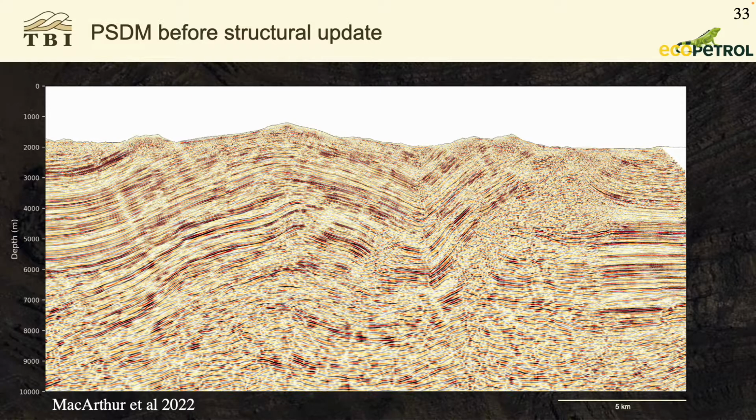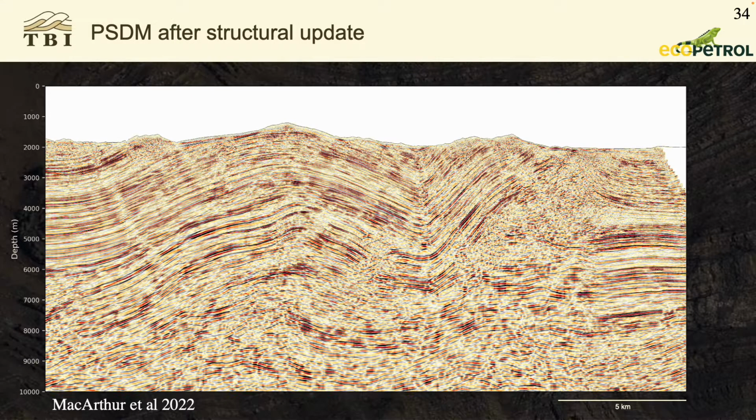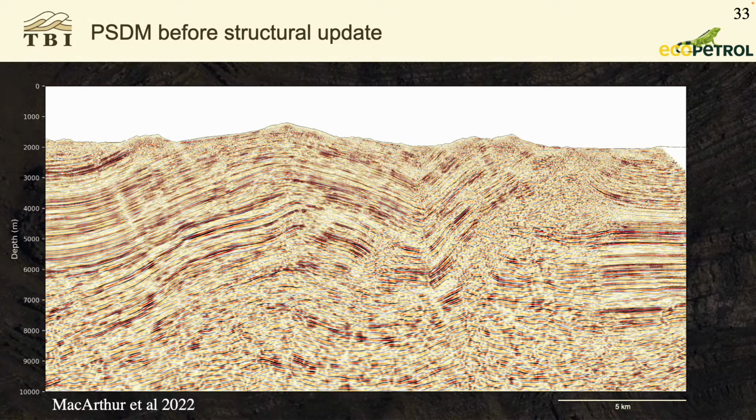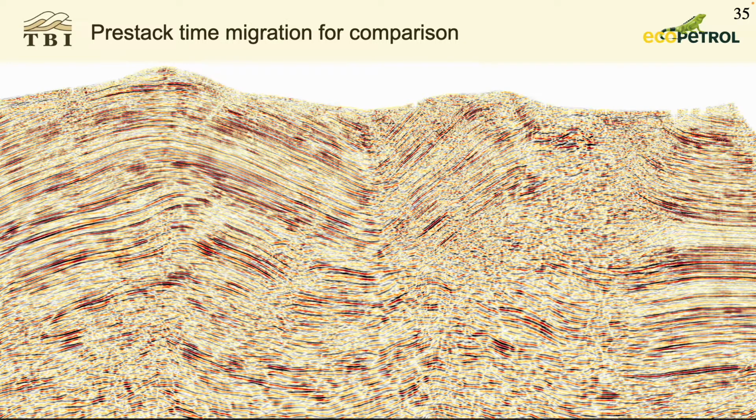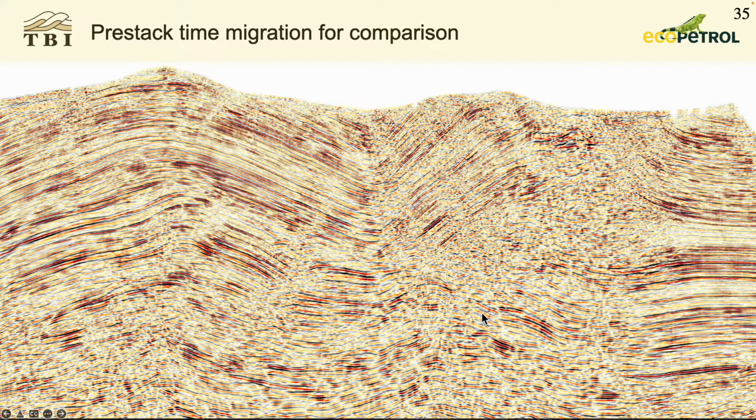So let's look at the imaging changes. Here's before and here's after the structural update. Below the syncline definitely looks much better. The footwall of the thrust is really where we see the big uplift. Significant improvement as we go before and after the structural update. And here's the pre-stack time migration for comparison. We've got a bit of a time pull-up underneath the fault, and definitely issues imaging at the base of the syncline. And here's the final depth migration. Just going back and forth to compare the footwall imaging, and the base of the syncline is significantly improved.